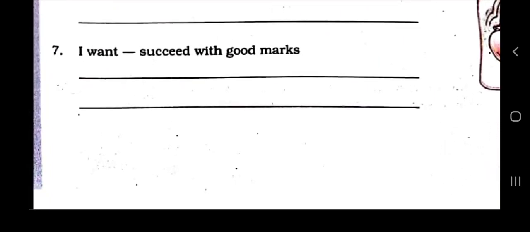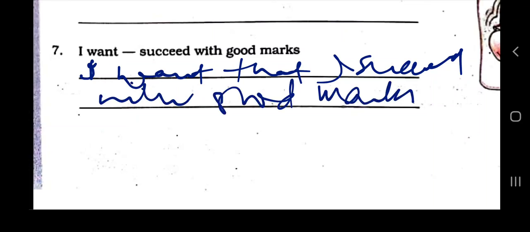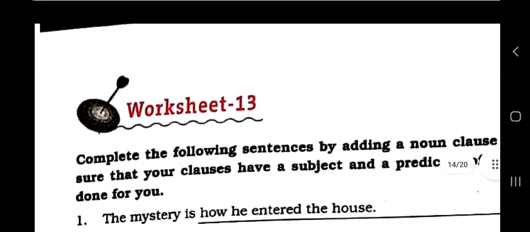I want that I succeed with good marks. So all these are what? Noun clause. Let's move to the next part.